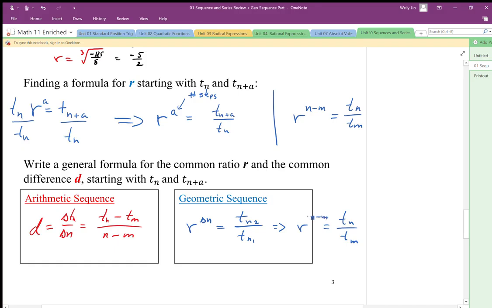So the difference in the term numbers represents how often I use the ratio, just like this represents how often I use the difference. And we can then divide to get the ratio. Here we subtract to get the difference. So this is why it's called a common difference, and this is why it's called a common ratio, because we use a ratio here, we use a difference here.